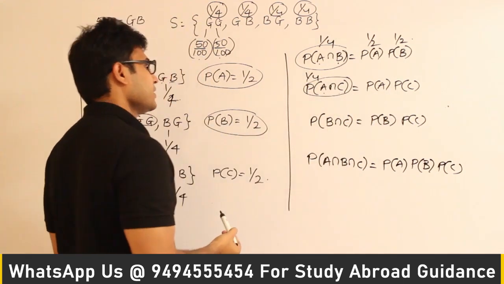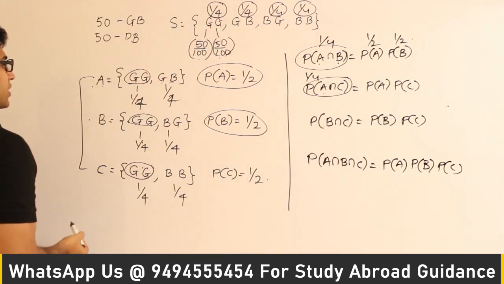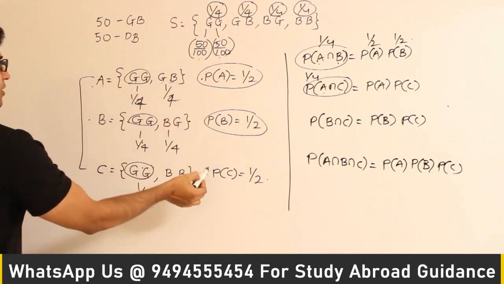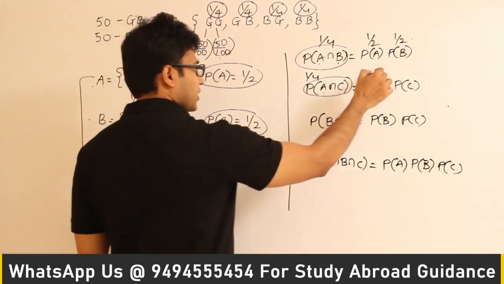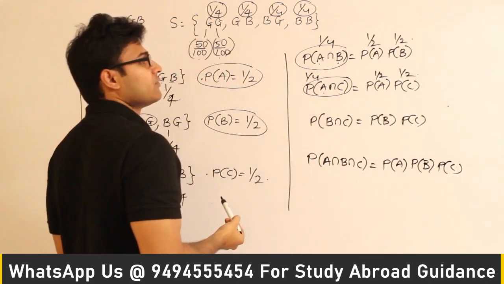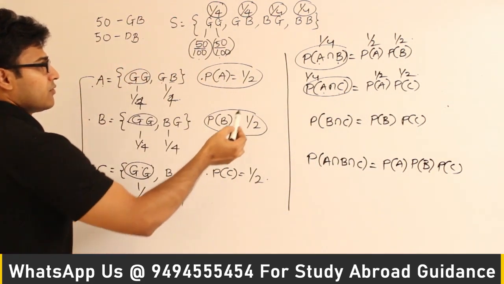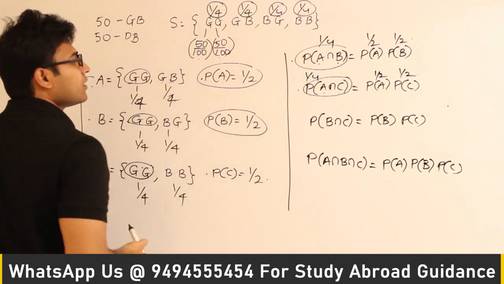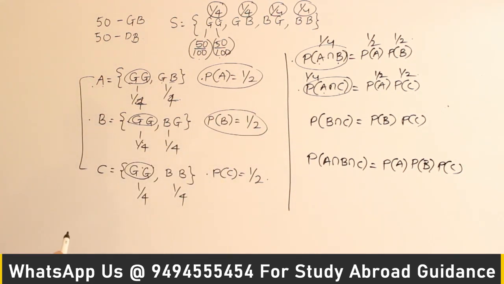Now let's look at the right hand side. In the right hand side, P of A into P of C. P of A is 1 by 2, P of C is 1 by 2. So here I get 1 by 2 and 1 by 2. Now again this is also verified. So what can we say now? A and B are independent from this, as well as A and C are independent. That is what we can say.